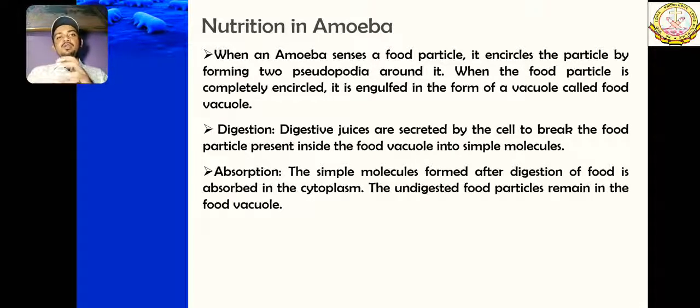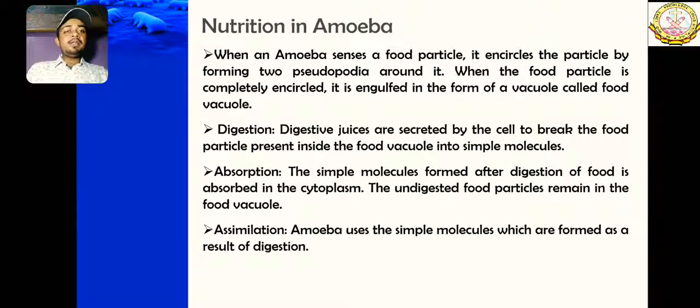Okay. So the useful things they will absorb, just like us. We also do the same thing. After digestion, absorption takes place in the small intestine, where we absorb all the nutrients and minerals and vitamins and all those things. Same type of activities amoeba are also doing. They will break the food particles, absorb the useful materials, and leave the useless materials inside the food vacuole.